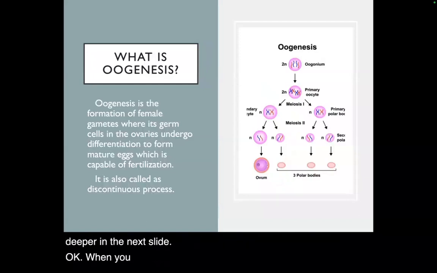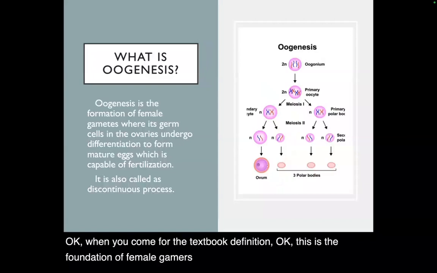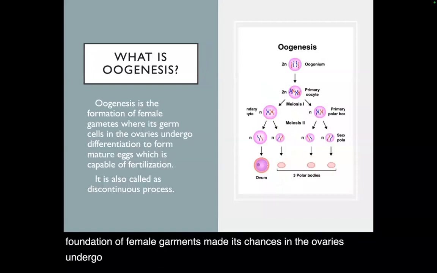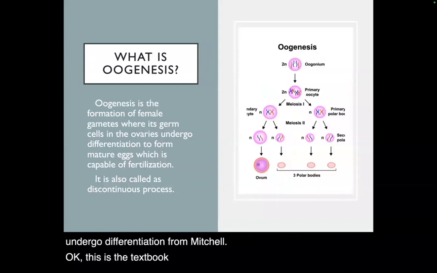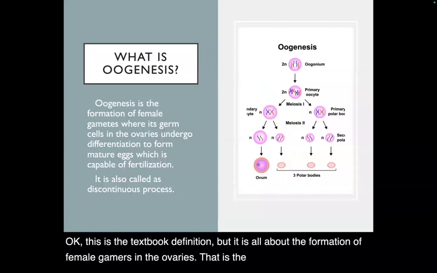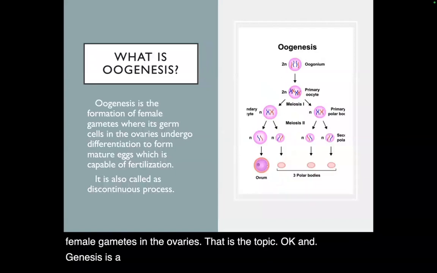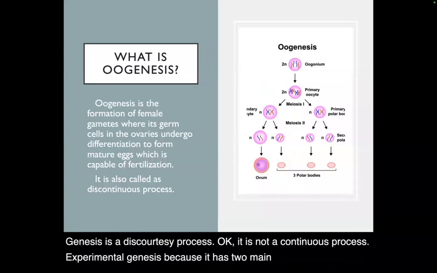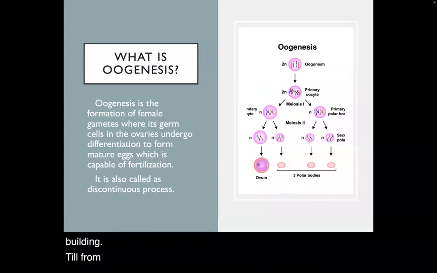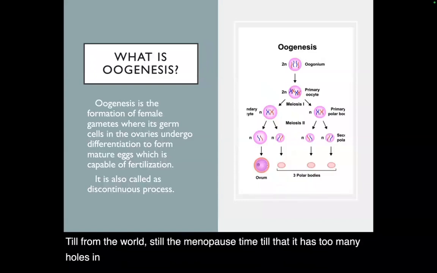Okay, the textbook definition: oogenesis is the formation of female gametes when its germ cells in the ovaries undergo differentiation to form mature eggs, which are capable of fertilization. But it is all about the formation of female gametes in the ovaries. And unlike spermatogenesis, oogenesis is a discontinuous process. It is not a continuous process like spermatogenesis because it has too many halts in between, from the birth till the menopause time. So let's see about that.